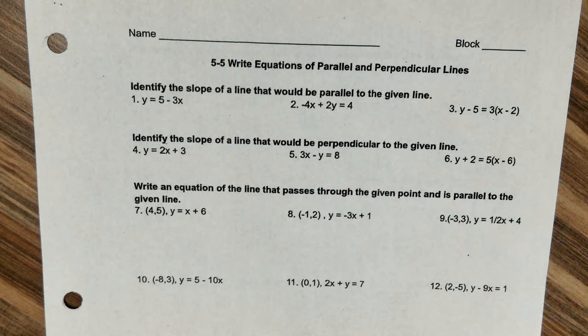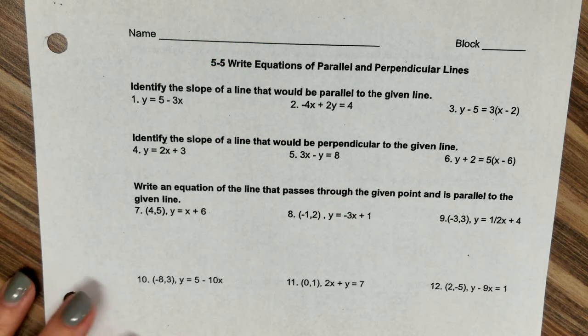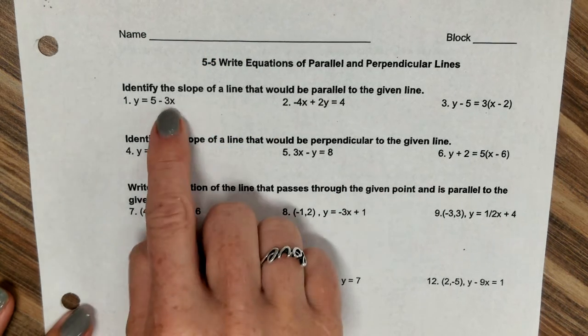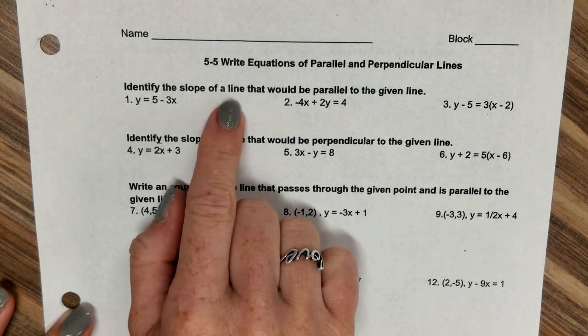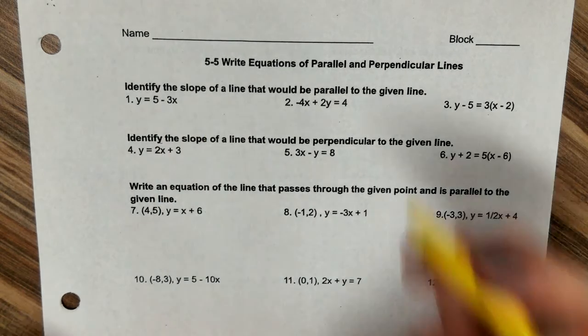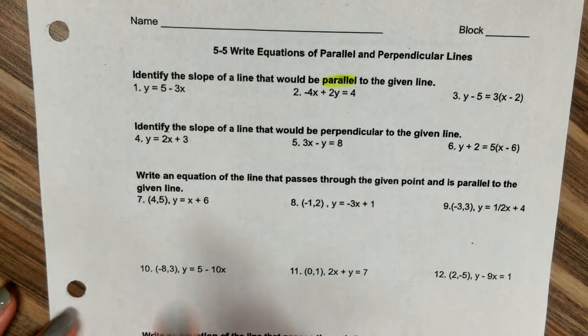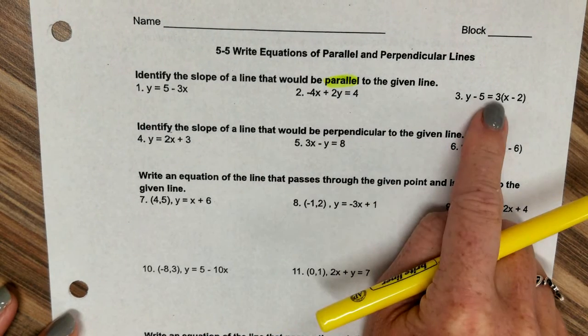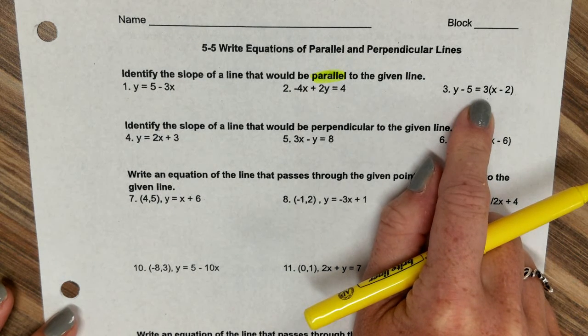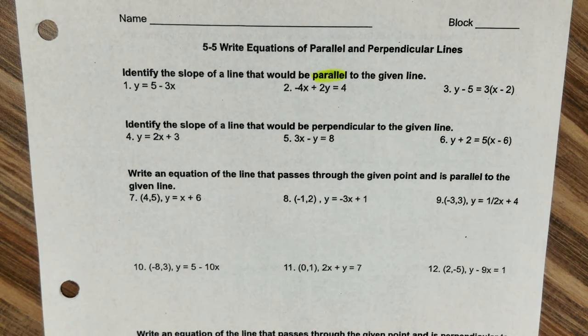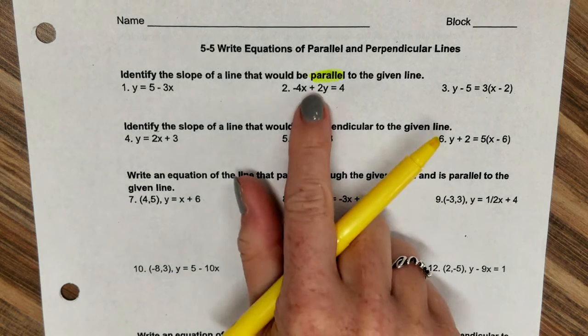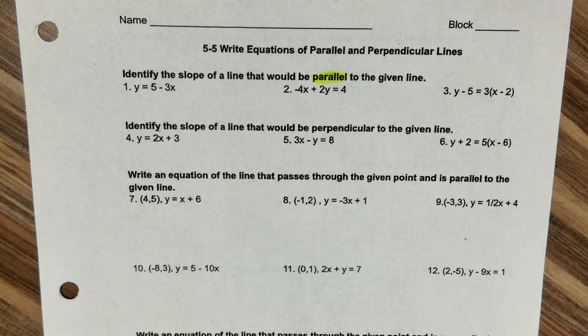Okay, put your name on your paper. On 1 through 3, it says identify the slope of a line that would be parallel to the given line. So the first thing you're going to have to do is rearrange them to find the slope. Now, on number 3, do you even need to rearrange it, or do you see the slope because it's in point slope form? You'll see it. But on number 2, you can't see the slope from standard form. You would have to rearrange number 2.